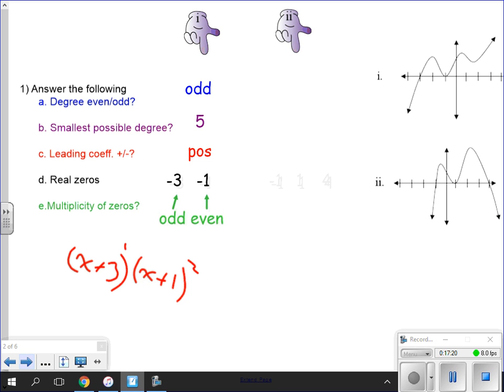So when it asks for the multiplicity of zeros, do you just want even and odd? Yeah, even or odd. If you're given the power, you can figure it out. But if you're not given the power, you don't know. You just know whether they're odd or even. Okay. Take a minute and answer the same questions for the second graph.